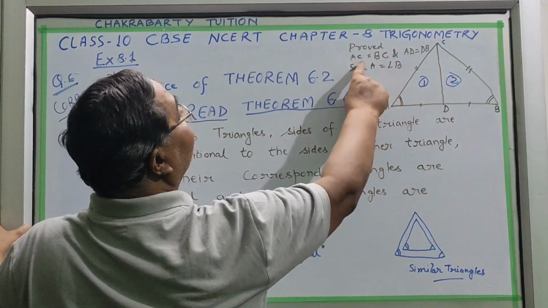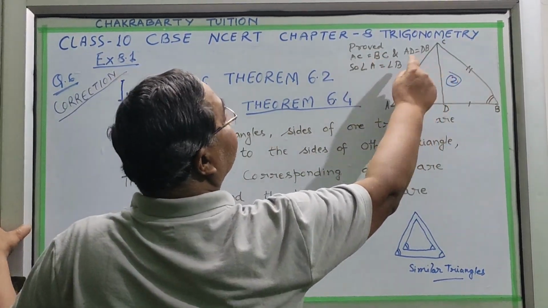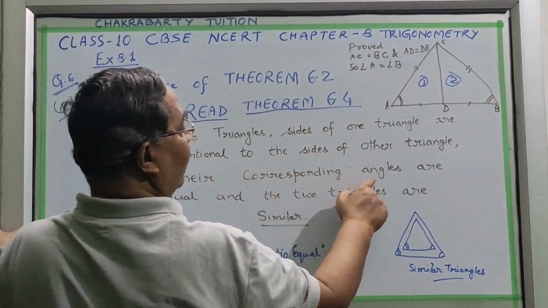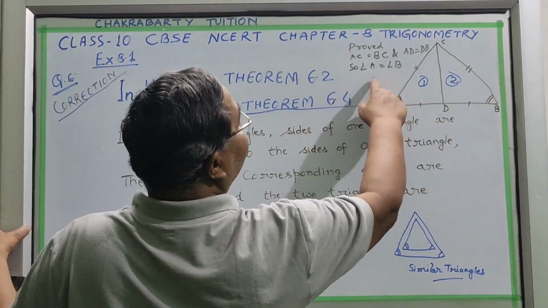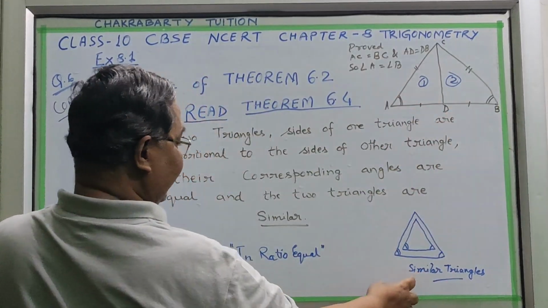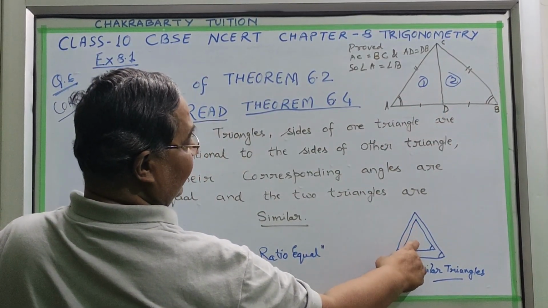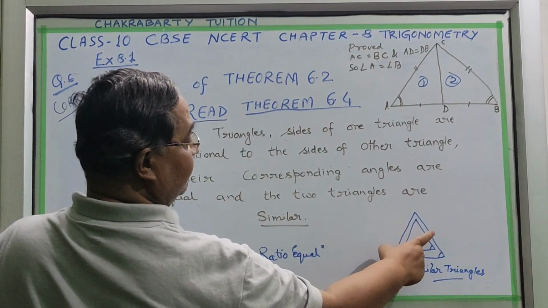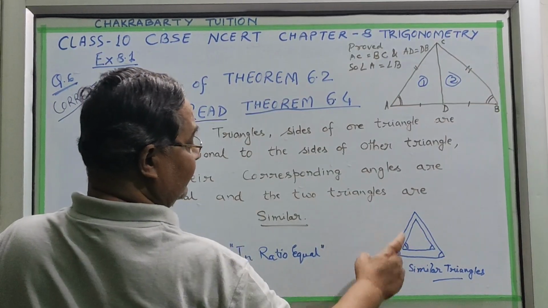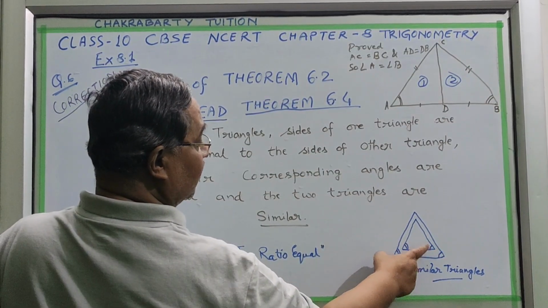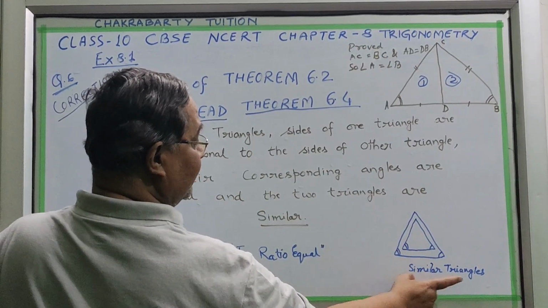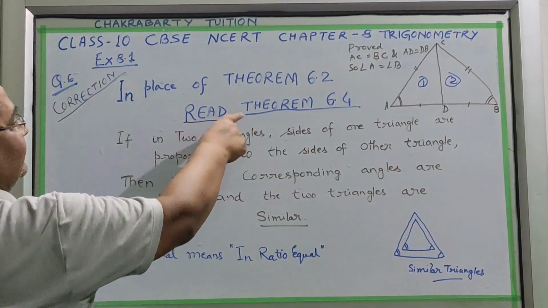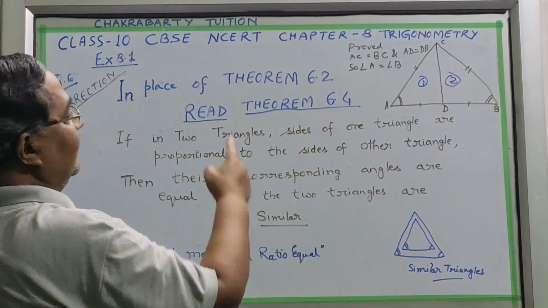So we already proved AC is equal to BC, and AD is equal to DB. So automatically their corresponding angles are equal. So angle A and angle B will be equal. Similar triangles are like this. Suppose one triangle is this and one triangle is this. If the ratio of this line and this line is same, this line same, this line same, then their angles will also be same, and it will be known as a similar triangle. Here proportional means in equal ratio. Okay, so please read theorem 6.4 in place of 6.2.